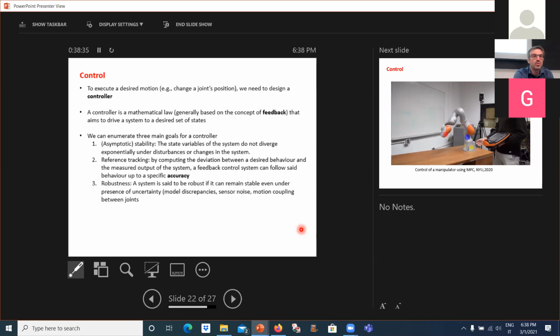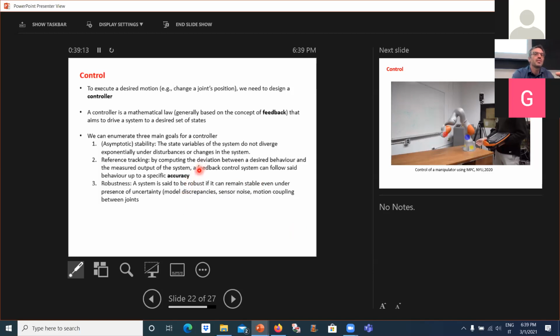Reference tracking, so the controller needs to be able to track the planned trajectory, so follow a desired trajectory, and it does this by computing the deviation between the desired trajectory and the actual position, for example, of the end effector or whatever output of the system we are considering. If we want to control force, then the actual output is the actual force at the end effector. If we want to control position, the measured output is the actual position. And it needs to be able to do that with a specified accuracy.